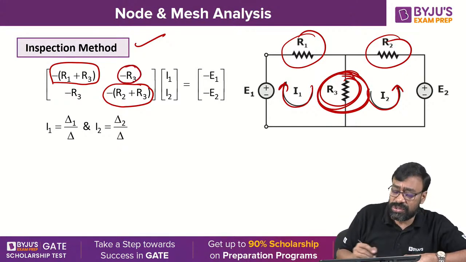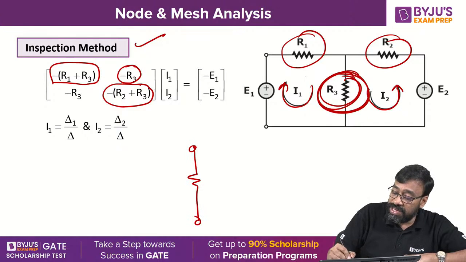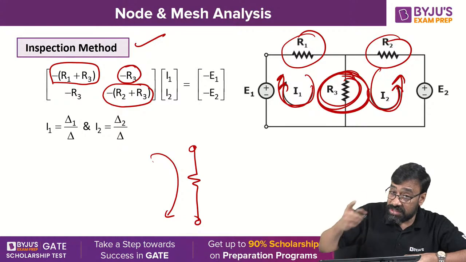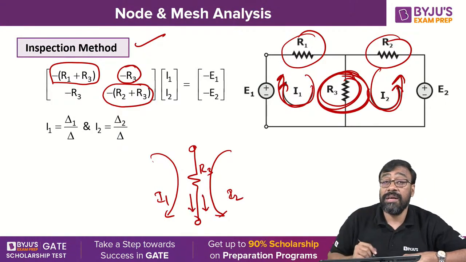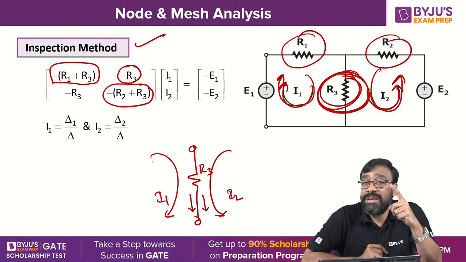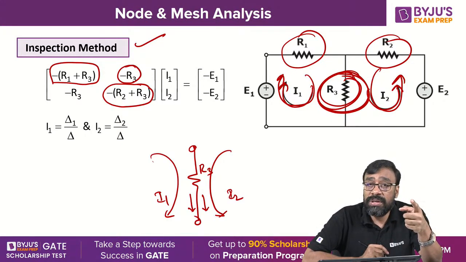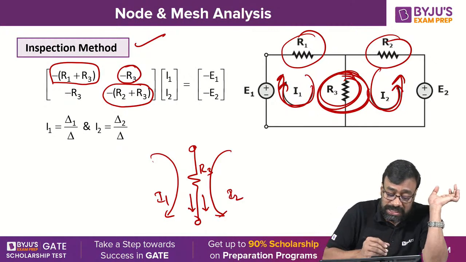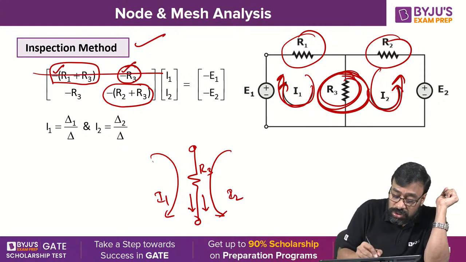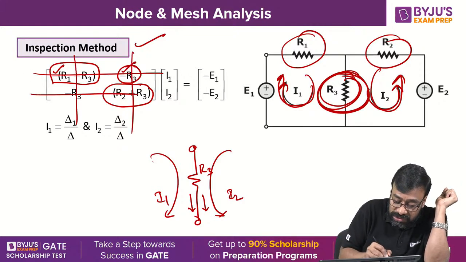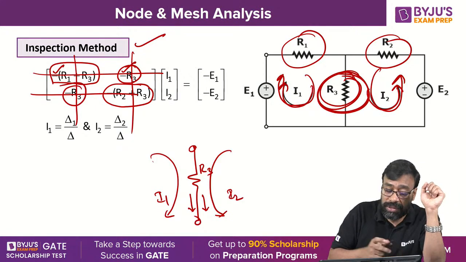But why did I get a negative sign? Because look at this, I1 is flowing like this, and I2 is flowing like this, counterclockwise. That means both the currents, I1 and I2, are flowing in the same direction, downward in R3. So therefore, the sign of the off-diagonal element must be the same as that of the diagonal element. What is the diagonal element sign you have taken? Already predefined negative. Therefore, here it should also be negative. And the first row, second column element is the same as the second row, first column element, that is minus R3. Yes, sir, all of you, okay?